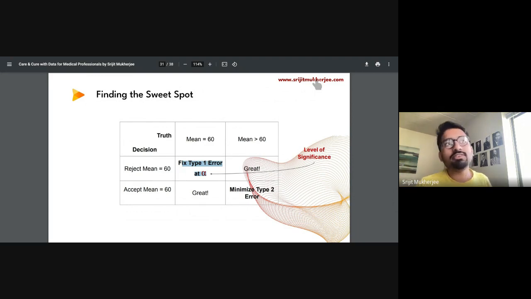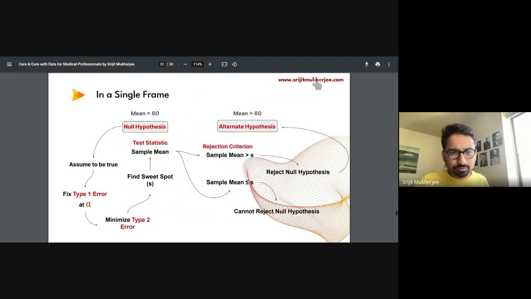It can be 5, it can be 1, it can be 10. So it can be 0.05, 0.01, 0.1, whatever. Usually 0.05. Fixing the amount of false positive you can afford, you minimize the chance of false negative, and that gives the sweet spot. I am not going into details of how it happens, but this is how we find the sweet spot.